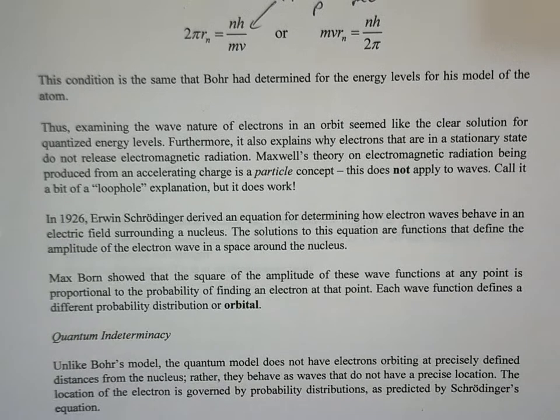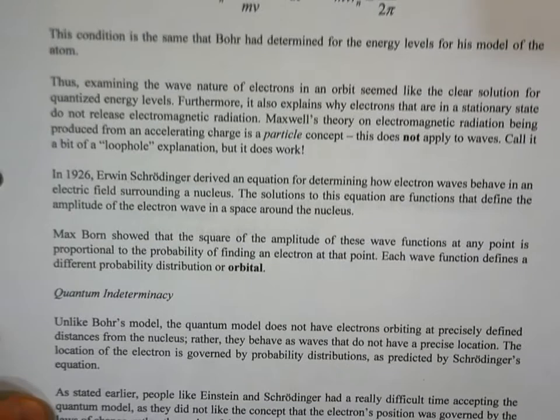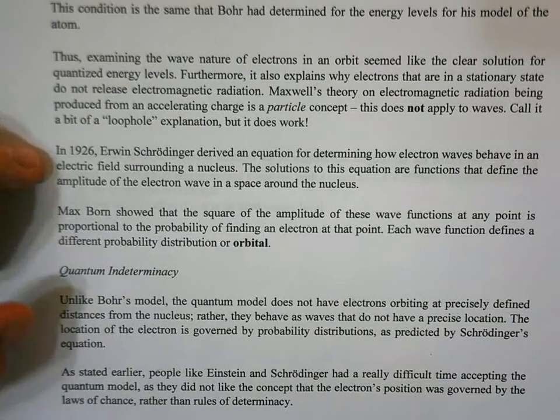So if waves don't accelerate, they can't emit EMR. So this whole idea of emitting EMR from the electron only applies if we treat the electron as a particle. What we're doing instead is treating the electron as a wave. That's our get-around for this. So instead of treating that electron as a particle, we're going to treat it as a probability wave. And that's where this all comes in.